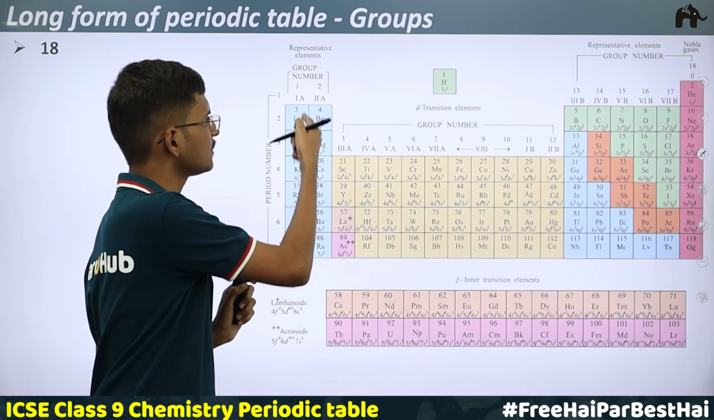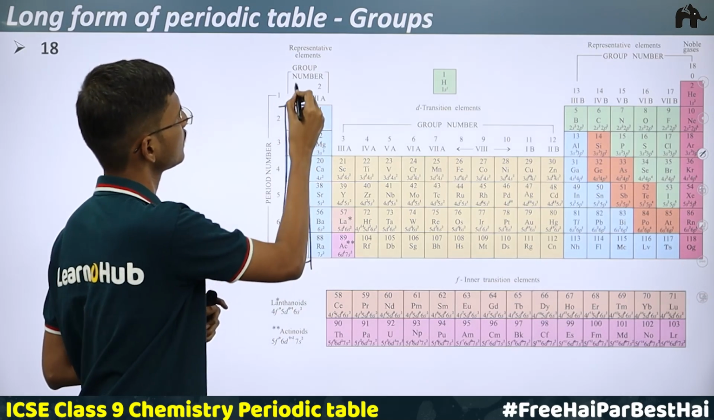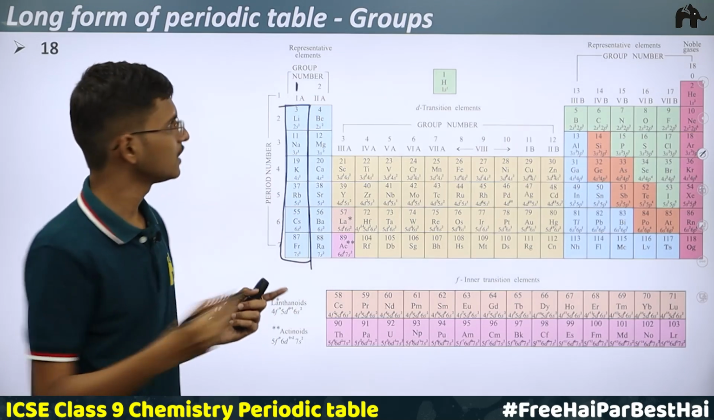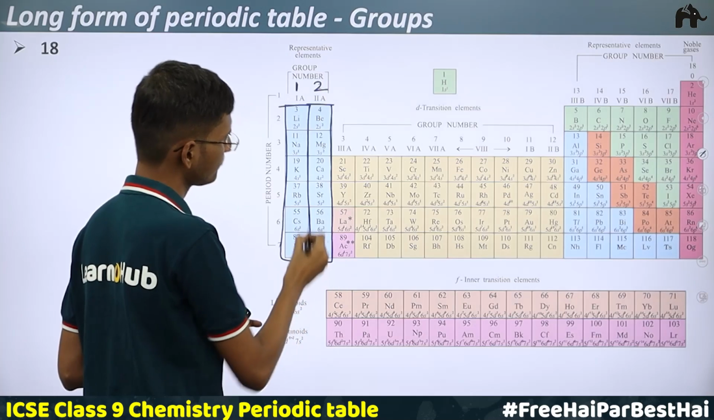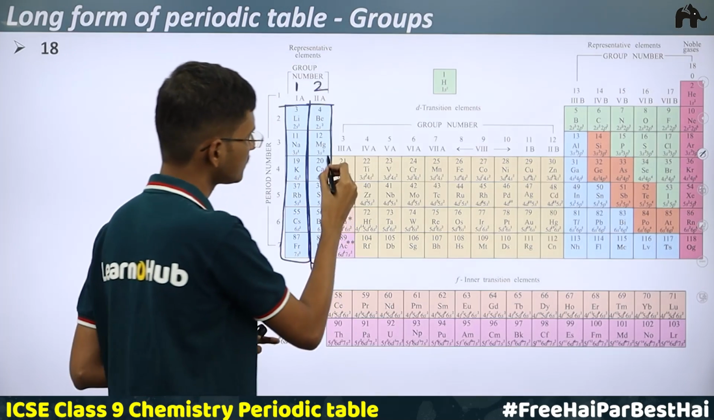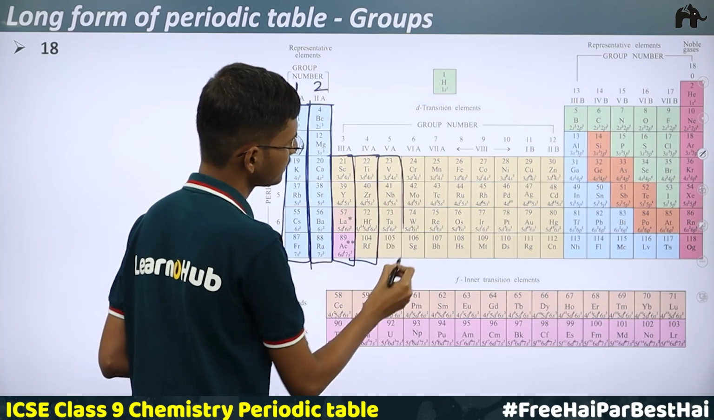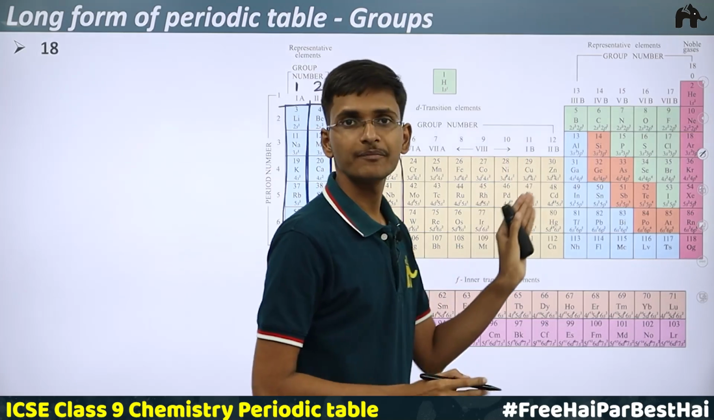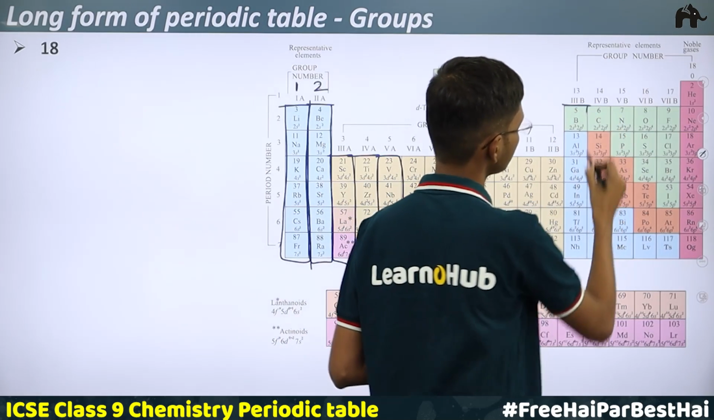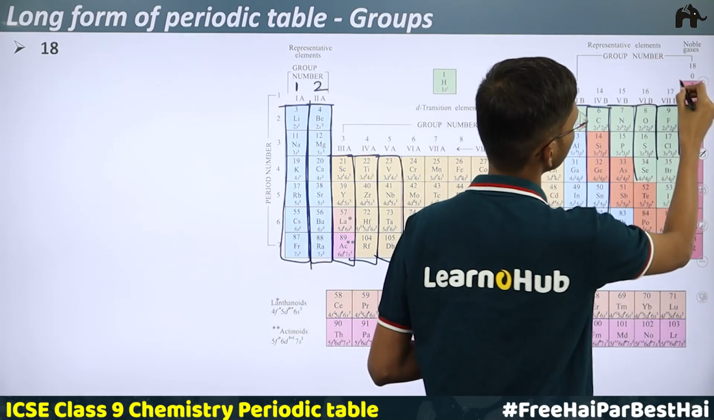So you can see here, this is the first group, group number 1. Then the next group is group 2, and so on. So this is group 3, group 4, group 5, and this continues: group 6, 7, 8, 9, 10, 11, 12, and then group 13, 14, 15, 16, 17, 18.